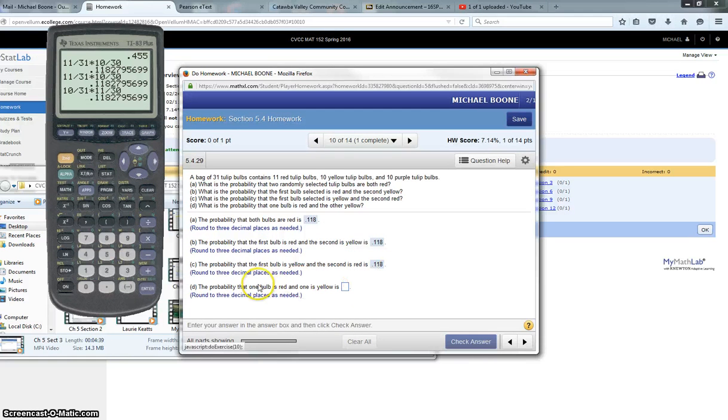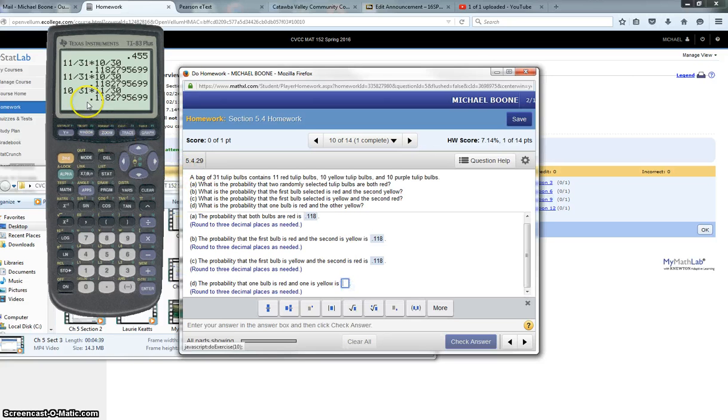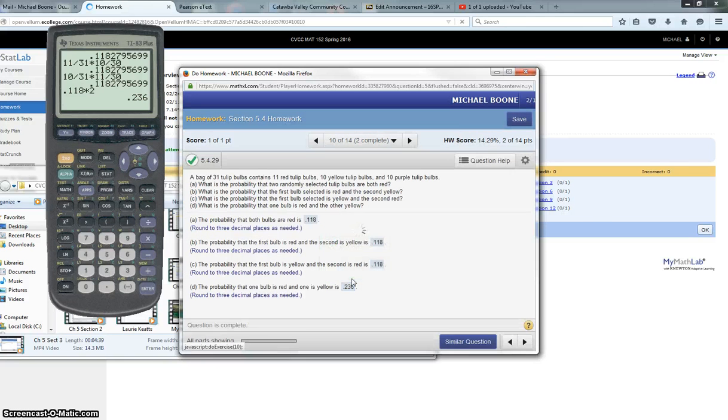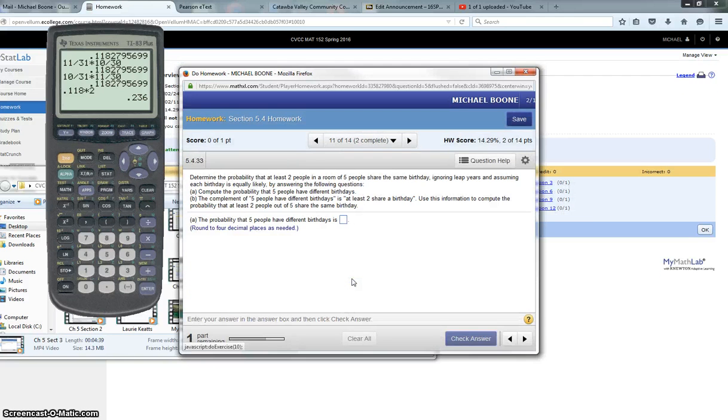Now, if I'm just saying that one bulb is red and one is yellow, I don't care about the order. So this one said red then yellow, this one said yellow then red. So I could have this one or this one. And again, I just said or. So that means I would add these two together, or do 0.118 times 2. I'm going to get 0.236. So hopefully that pushes you along in this section 4.